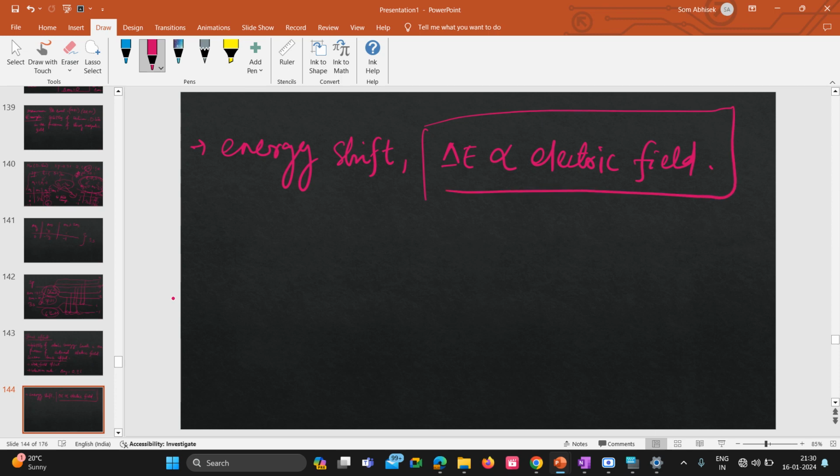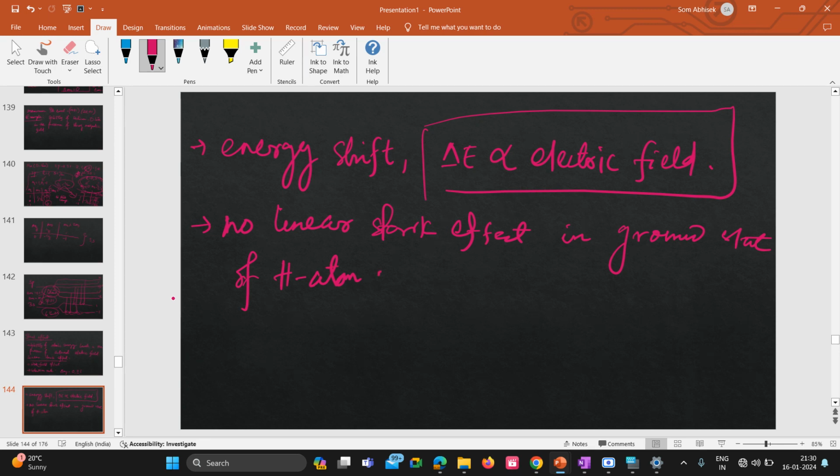Okay, no linear Stark effect in the ground state. There is no linear Stark effect in the ground state of the hydrogen atom. Okay, remember this, this will come as an MSQ question. Next is for the first excited state of the hydrogen atom.